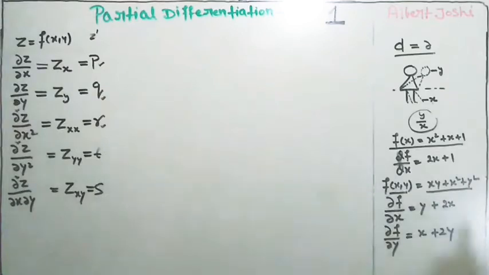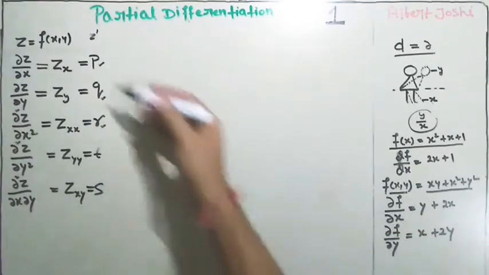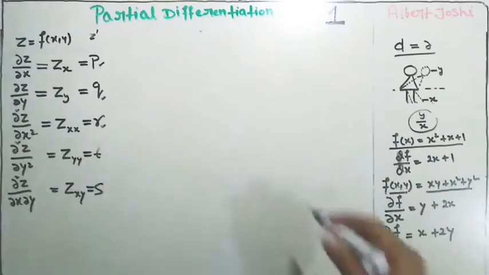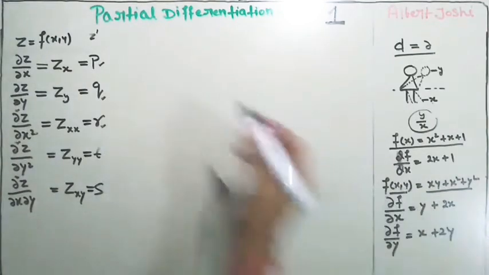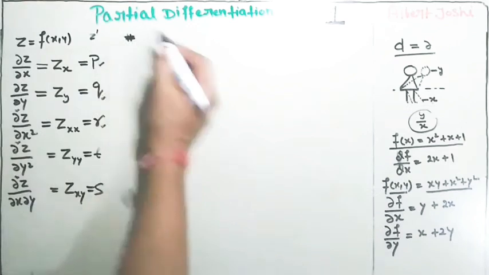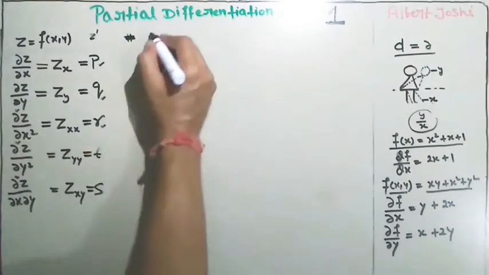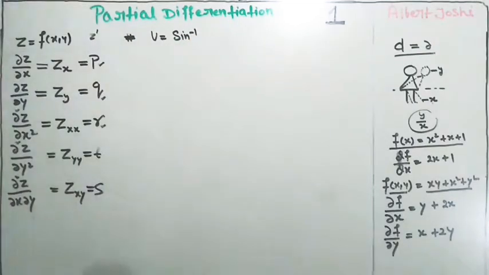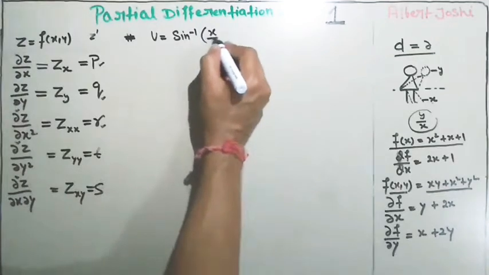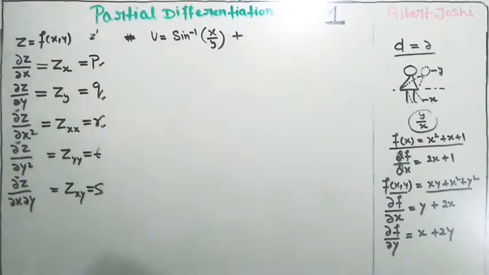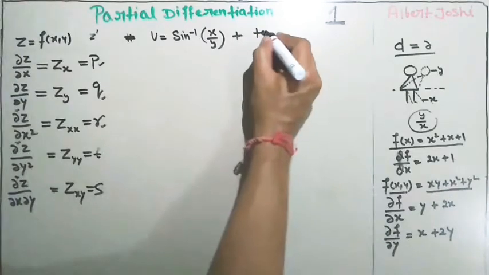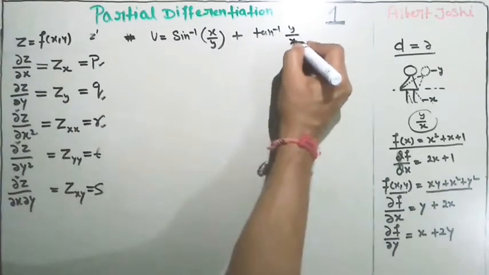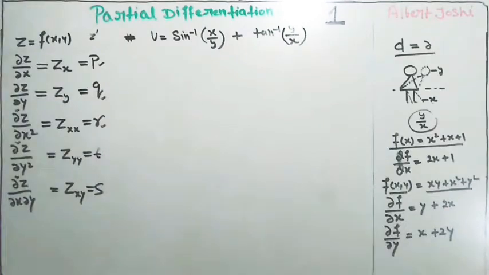So today I will show you some examples and how to solve such problems. The first question they have asked: u is equal to sine inverse x upon y plus tan inverse y upon x. They have asked to differentiate this function. So how will you solve?